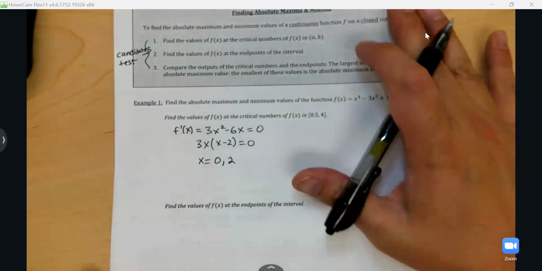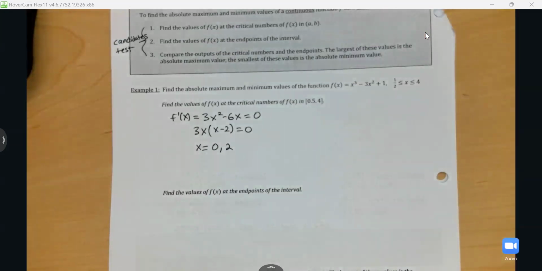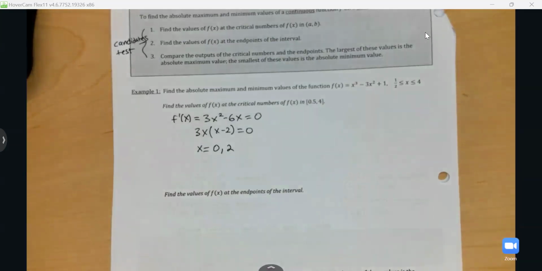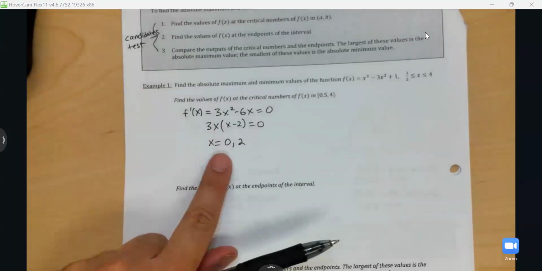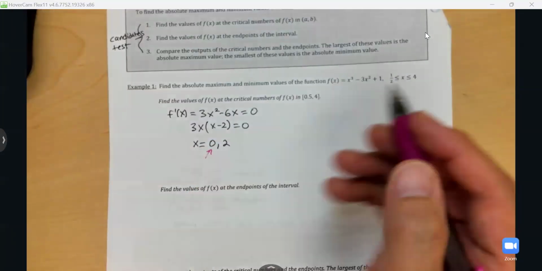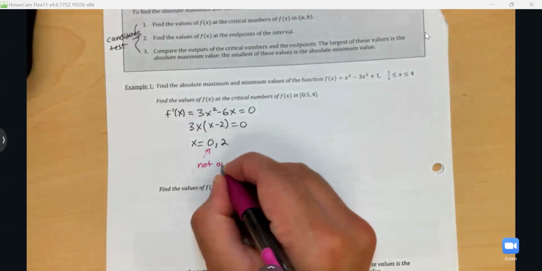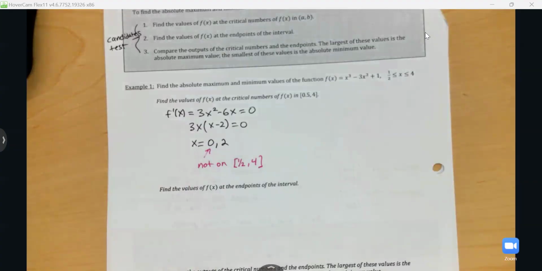Okay. So now I consider, okay, well, my endpoints are 1/2 and 4. And now I have these two critical points, 0 and 2. But I don't really need to test them all because one of these critical points is not in my interval. 0 is not between 1/2 and 4. Okay. So the only one of these critical points I need to consider is 2.